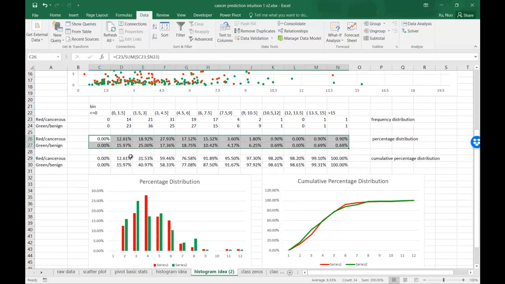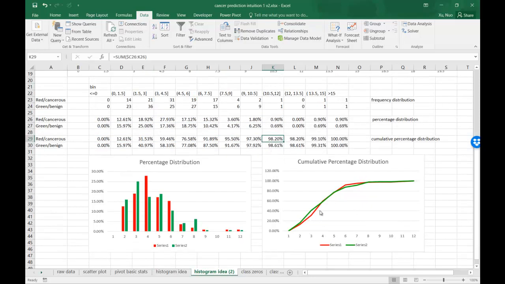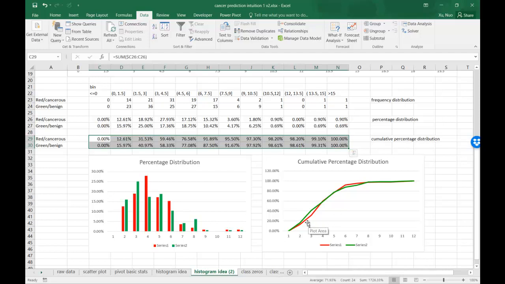So I produce a bar chart of this percentage distribution for the two groups. Again, the red is the cancerous patients, the green ones are the benign patients. One more way to capture distribution is called the cumulative percentage distribution, which is really just adding up all the percentage numbers from the leftmost bin to the current bin, shown in this Excel formula. It's simply adding up all the percentages up to the current bin, and we call that the cumulative percentage for the current bin. I produce a line chart to visualize these two cumulative percentage distributions. Again, the red is the cancerous group, the green is the benign group.